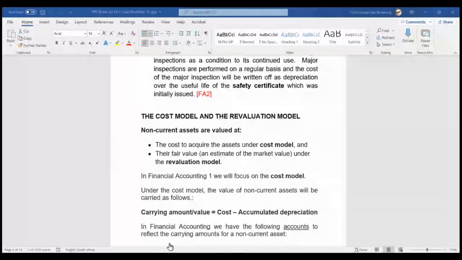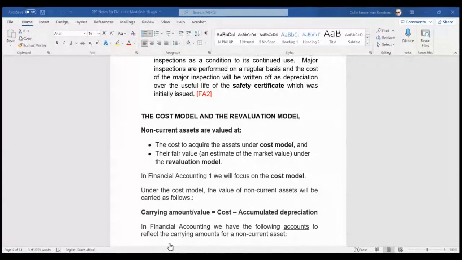Even in financial accounting three, you are going to start the year with property, plant and equipment. Then you are going to look at impairments. How do you calculate possible impairments of assets? So you're going to have another two weeks, where we are going to take it further.